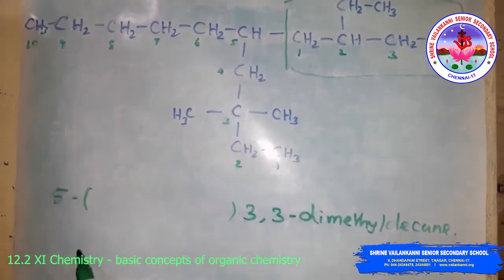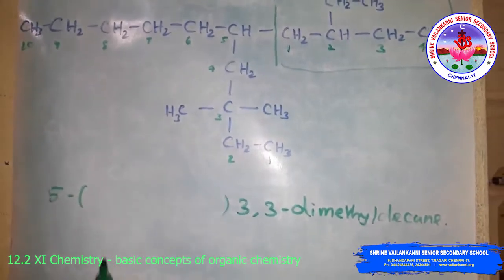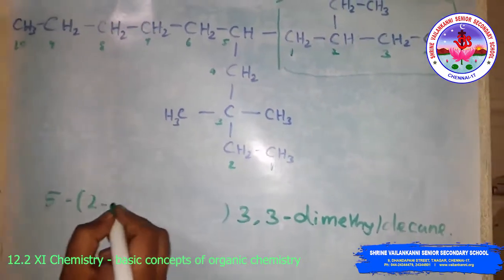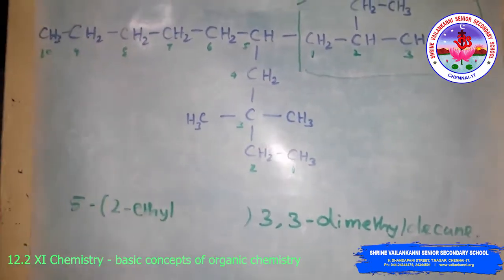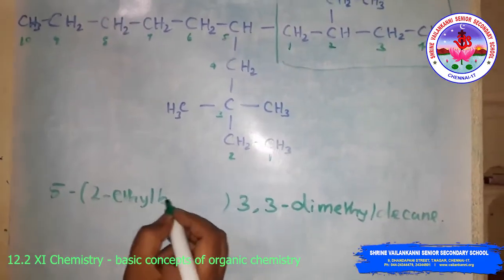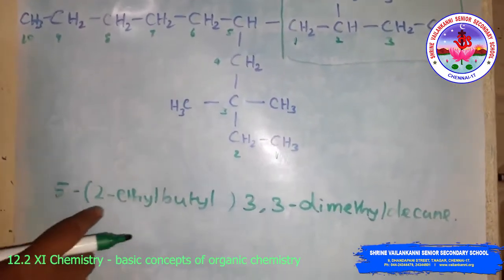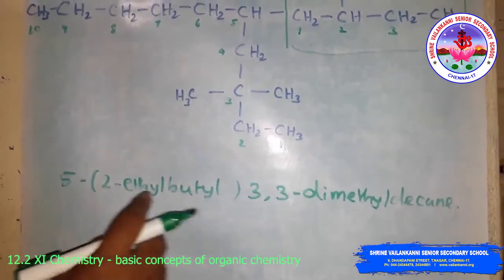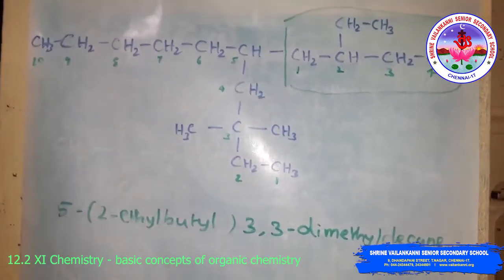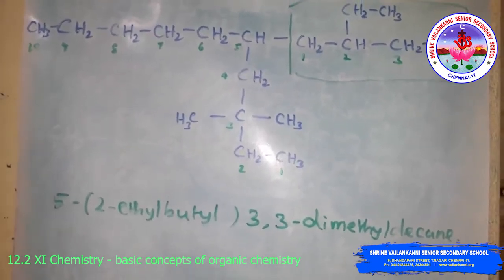So using a bracket, see here, the second position is ethyl. So write second position ethyl, 2 ethyl. Then this is a butyl. So 2 ethyl butyl, 5 comma, open bracket, close bracket, 2 ethyl butyl, 3 dimethyl decane. So this is the IUPAC name of the compound. This is the complex IUPAC name. We will see some examples.